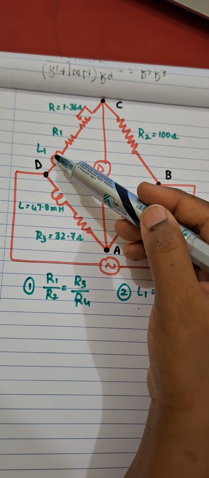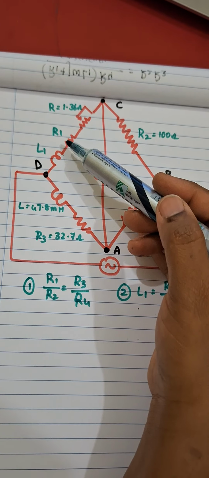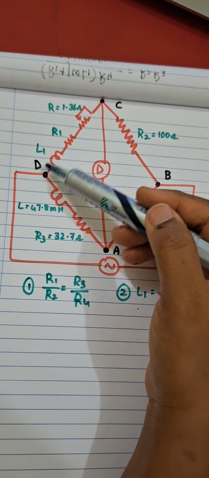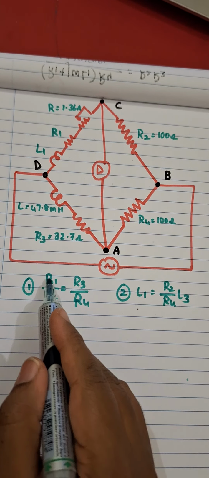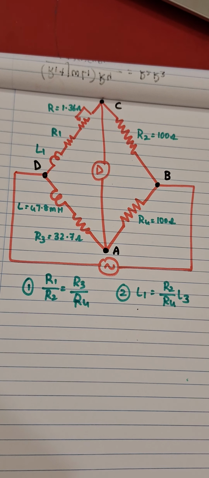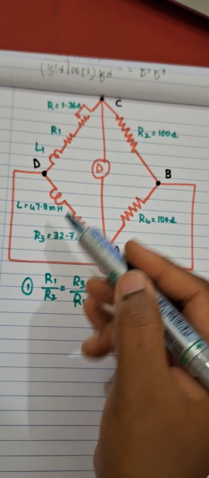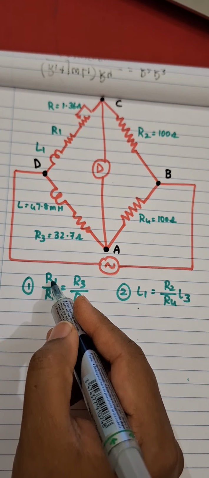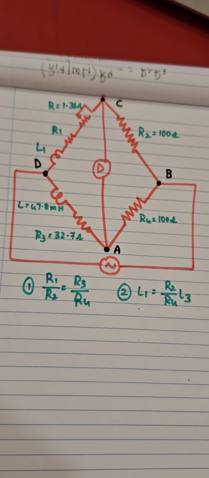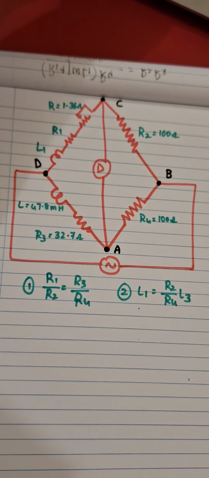Because here you can see only L1 and R1 are asked. So you need the inductor and resistor in the first leg only. So you want R1 and L1 only. So our formulas are very much clear and ready. So now first R1. R2, yes, I know. R3, I know. R4, I know. So it's very easy to find R1. Let us read the question first.